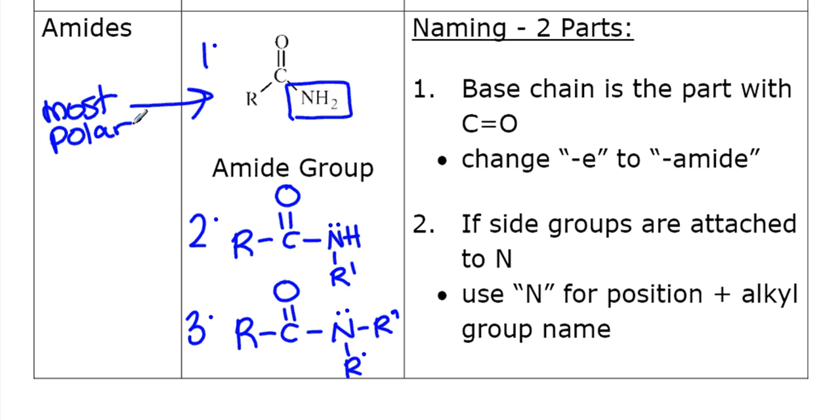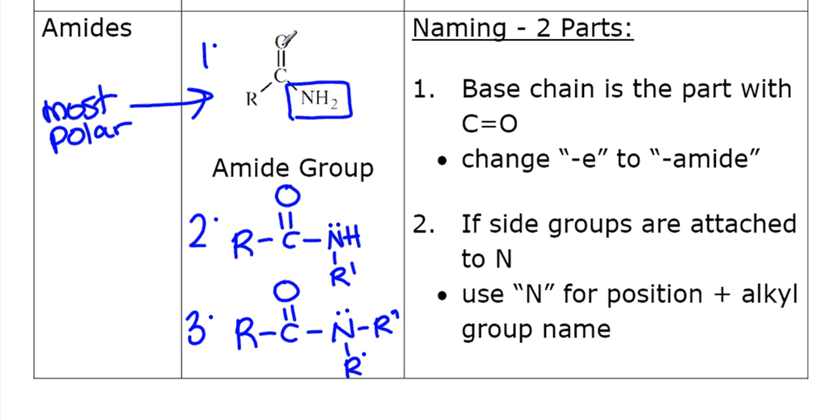So if you were comparing chains of similar size of different types of organic molecules, if you had one that's an amide, it's going to be the most polar. So it'd have higher melting point, higher boiling point, easier to dissolve in water, and so on.